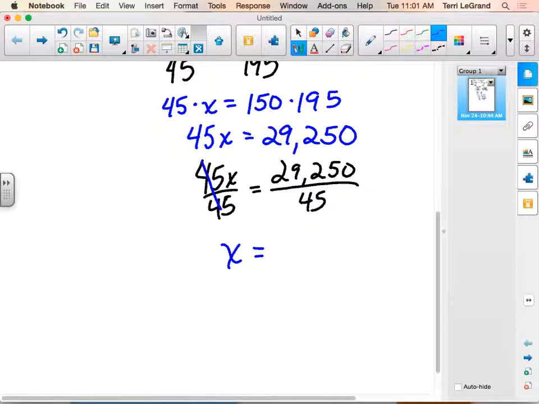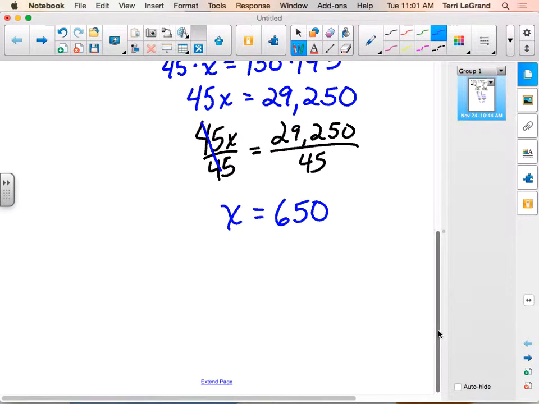What did you get for X? 650. 650? Okay. Now, we're going to write sentence answers today also, okay? So we're back to getting some English practice. What was the question asked here? What is the height of the tree? Okay, so what would be a good sentence answer for this problem?